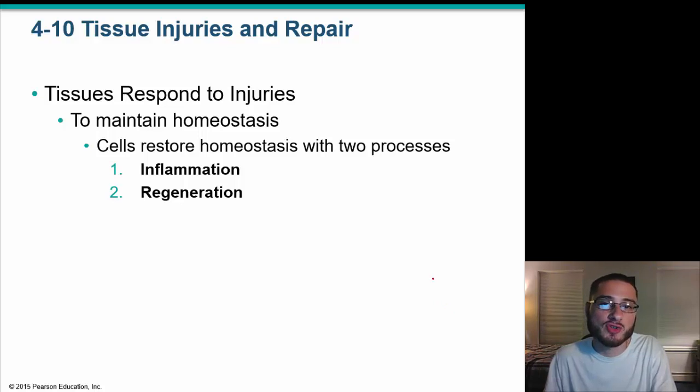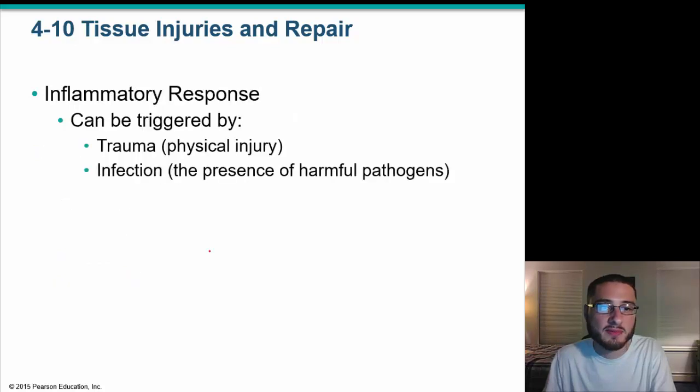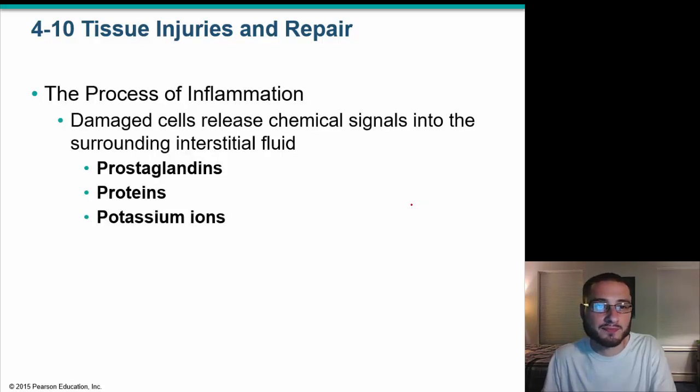All right, and then tissues respond to injuries. We talk more about this when we get into the integumentary system, but just understand that inflammation and regeneration are a major part of tissue repair. Inflammation involves swelling, redness, heat, and pain. You have different types of inflammatory responses, either trauma, meaning physical injury, or infection, meaning there's invaders, there are pathogens there, and we are trying to fight them off.